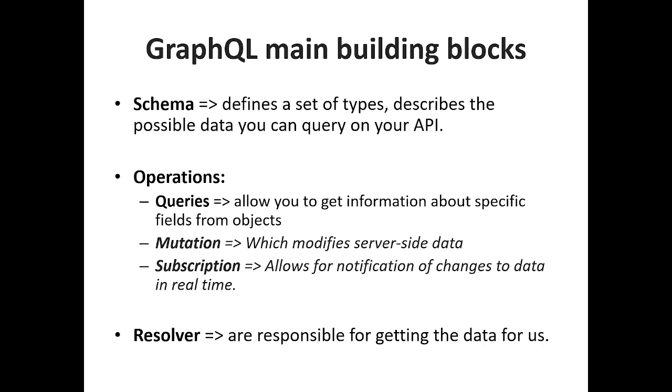Query refers to getting information or reading data. Mutation refers to any modification of server-side data, and subscription allows for notification of changes to the data in real time. Another and most important component in the GraphQL building blocks is the resolver, which is basically a function that helps us process the data, process the query, and provide what we are looking for out of that query.